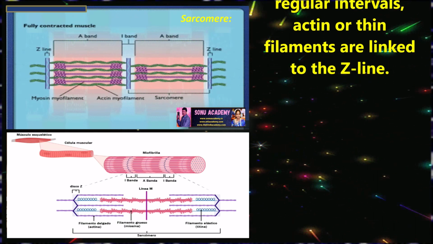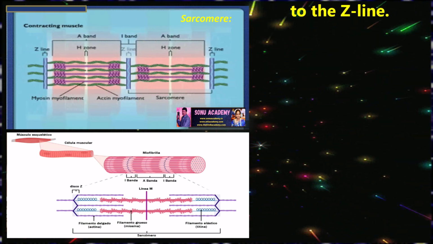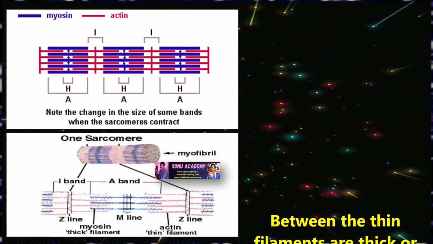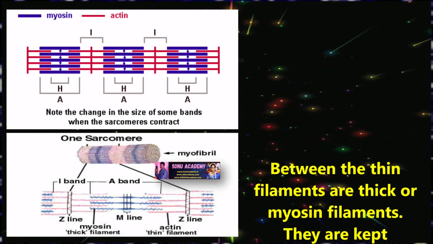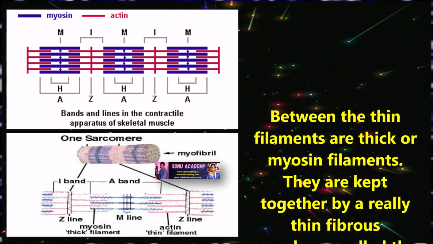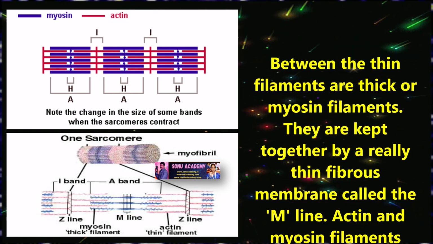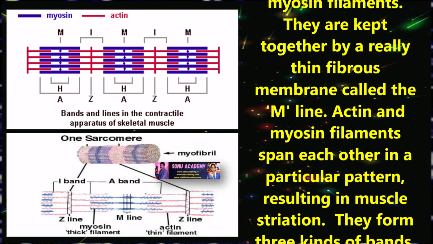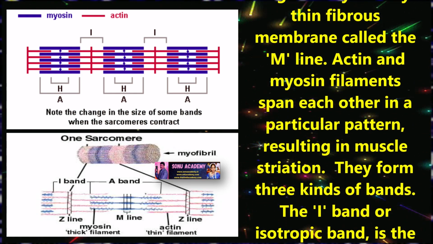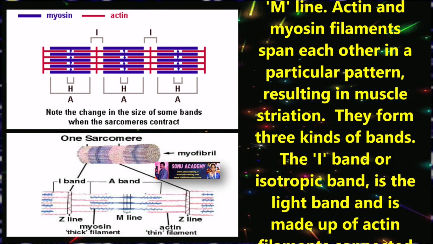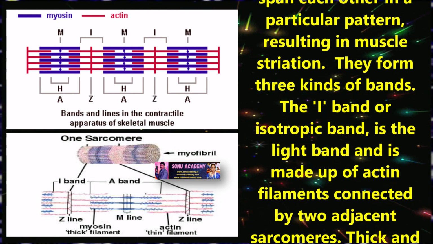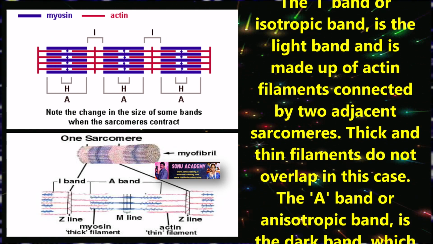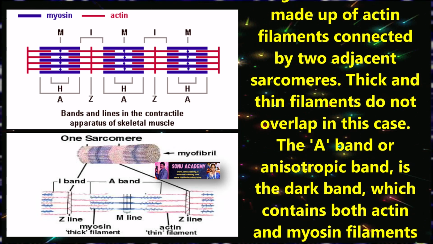At regular intervals, actin or thin filaments are linked to the Z line. Between the thin filaments, the thick or myosin filaments are kept together by a really thin fibrous membrane called the M line. Actin and myosin filaments overlap in a particular pattern, resulting in muscle striation. They form three kinds of bands. The I band or isotropic band is the light band, and it is made up of actin filaments connecting two adjacent sarcomeres. Thick and thin filaments do not overlap in this case.